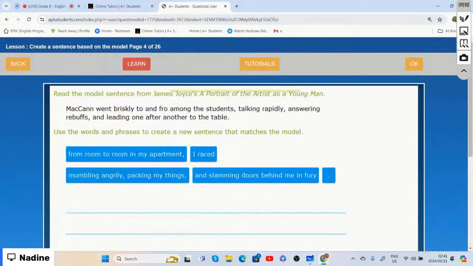All right, let's go to the next one. We need to read the model sentence from James Joyce's A Portrait of the Artist as a Young Man, and then we're going to use the words and phrases below to create a new sentence that matches the model. So the model sentence is: McCann went briskly to and fro amongst the students, talking rapidly, answering rebuffs, and leading one after another to the table.